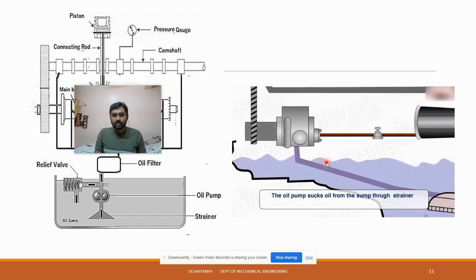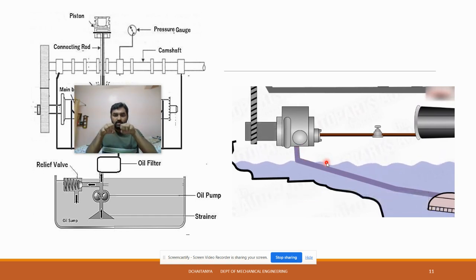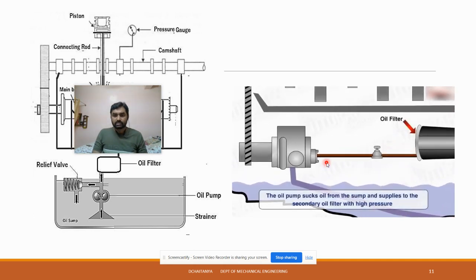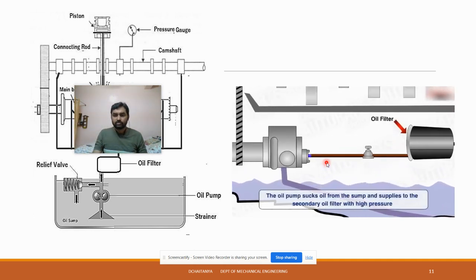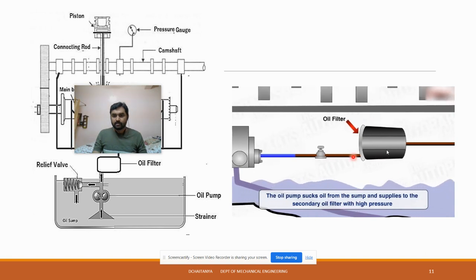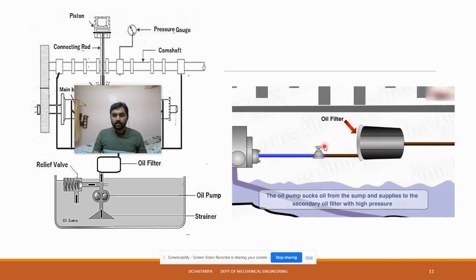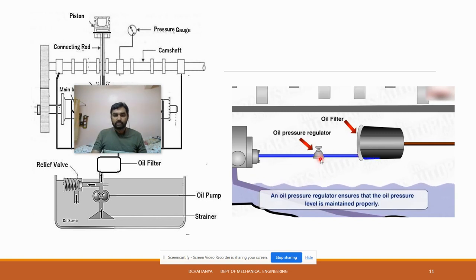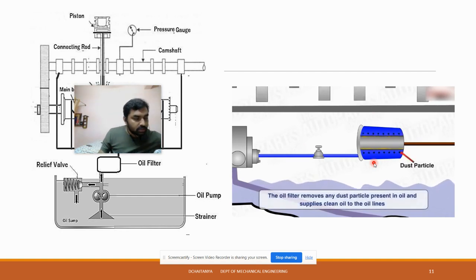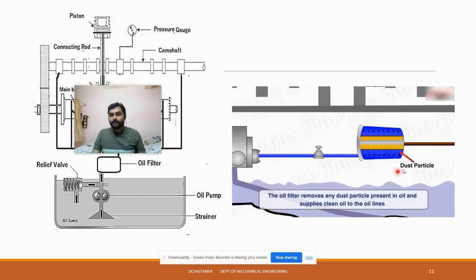So you can see clearly the oil is dragged by that system. Thereafter it goes to the oil filter. You can see that, and you can use some oil pressure regulator. So depending upon the speeds, you will get the particular oil to all the sub channels. So generally the oil filter you can see here.